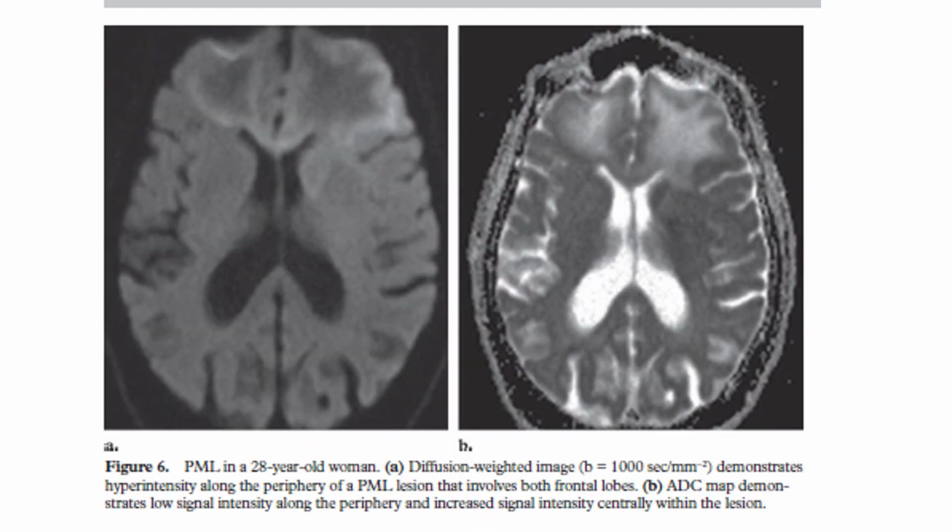In this image, here is PML in a 28-year-old woman. The first is a diffusion weighted image demonstrating hyperintensity along the periphery of the PML lesion that involves both the frontal lobes. The second image, an ADC map, demonstrates low signal intensity along the periphery and increased signal intensity centrally within the lesion.